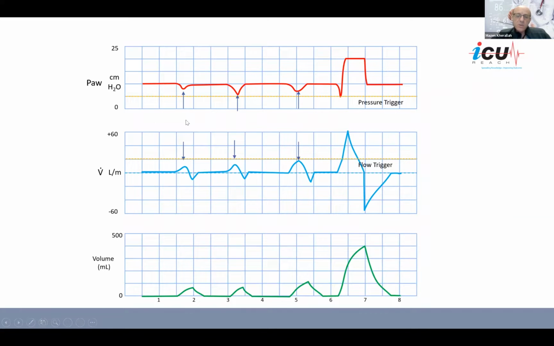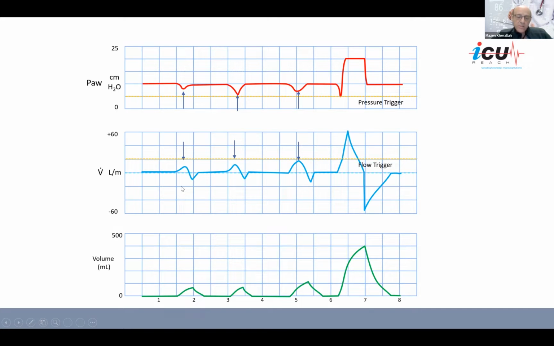It doesn't mean that there is no breath. It is spontaneous breath. You can see the patient drops the pressure. There's sine wave of the flow. This is inspiration. You can see some flow, some volume. It's a very small volume, but the patient inhaled some.